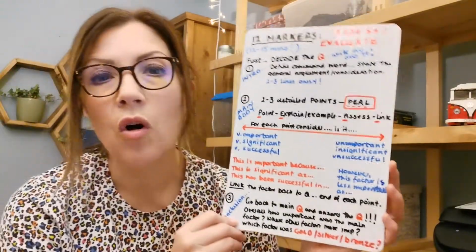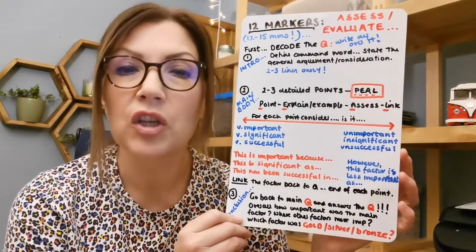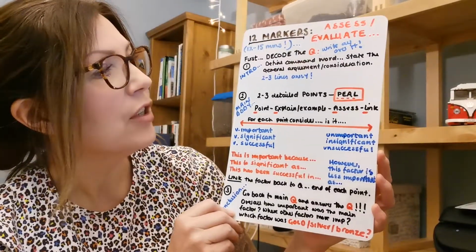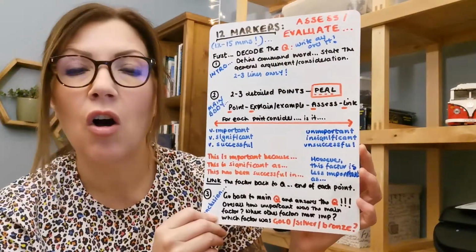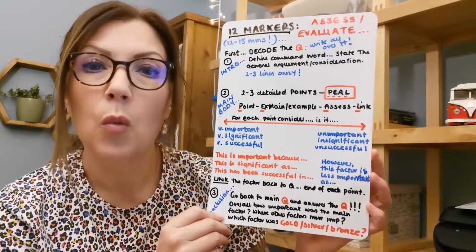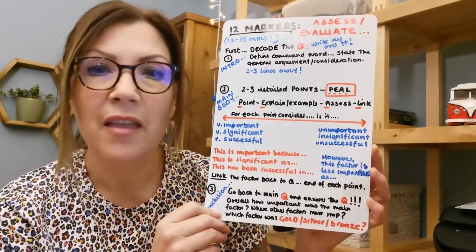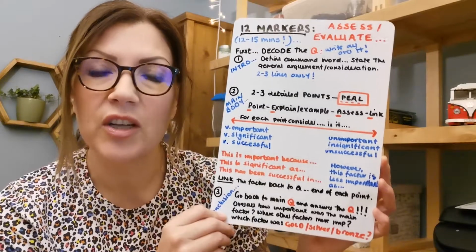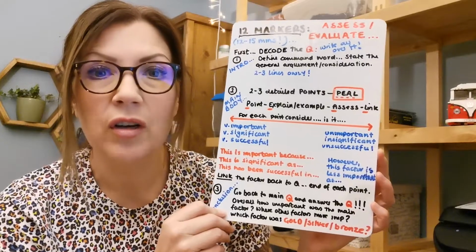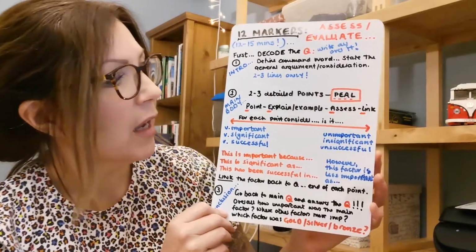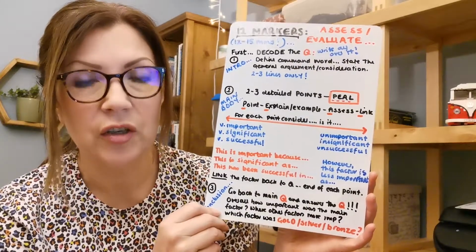So paragraph 1, this is the introduction. Now the introduction does not need to be long. It needs to be maybe 2 or 3 sentences, and you need to define the command word. And then you need to state the general argument. What are you going to be talking about within your essay? What are you going to be considering? Just set that out so the examiner can see that you understand what the question's about, but don't spend an awful lot of time on this because there's just not enough time and you don't get enough marks for it. Then get straight into the main body of the answer.